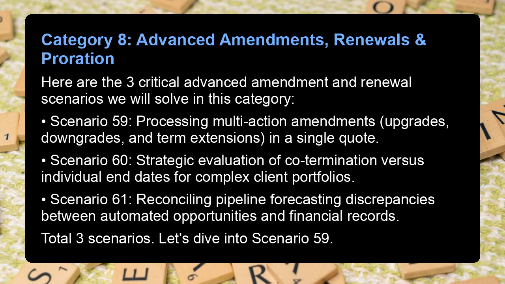Category 8. Advanced Amendments, Renewals and Proration. Here are the 3 critical advanced amendment and renewal scenarios we will solve in this category. Scenario 59. Processing multi-action amendments, upgrades, downgrades, and term extensions in a single quote. Scenario 60. Strategic evaluation of co-termination versus individual end dates for complex client portfolios. Scenario 61. Reconciling pipeline forecasting discrepancies between automated opportunities and financial records. Total 3 scenarios. Let's dive into Scenario 59.